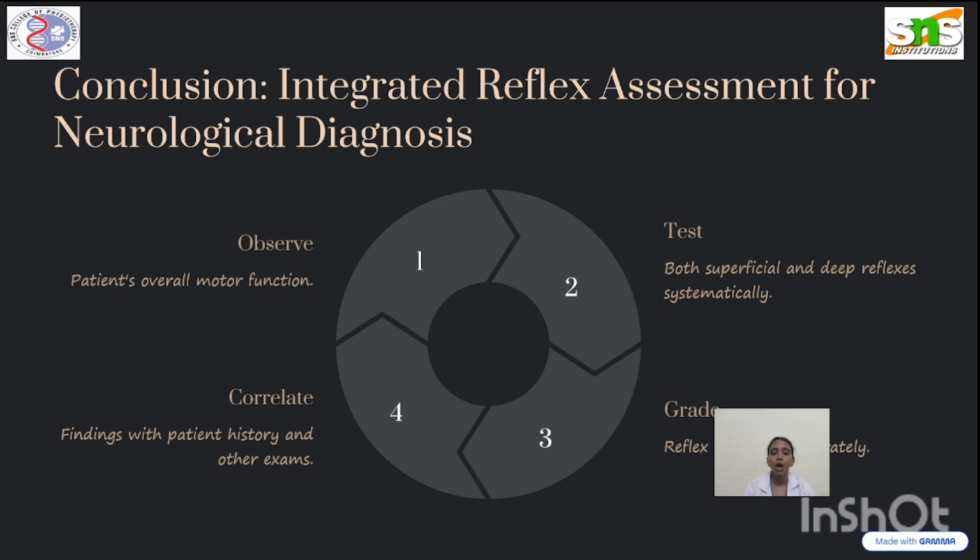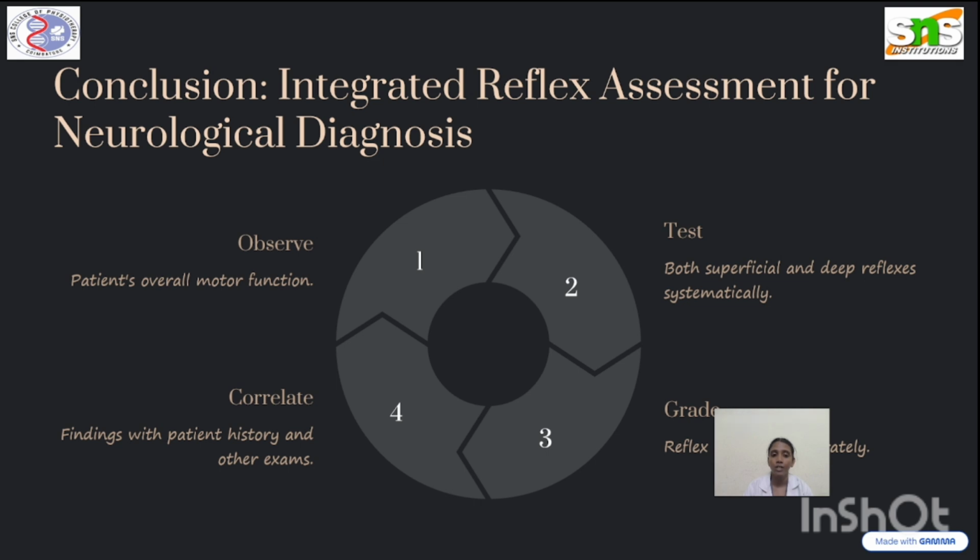First, we have to observe the overall patient motor performance. Second, we have to test both the superficial and deep reflexes systematically. We should not skip either the superficial or deep reflexes. Only by testing both can we come to a conclusion of what type of lesion it is and what neurological condition is present in the patient. Third, we grade the reflex responses accurately. We can accurately conclude the reflex only with the help of grading.